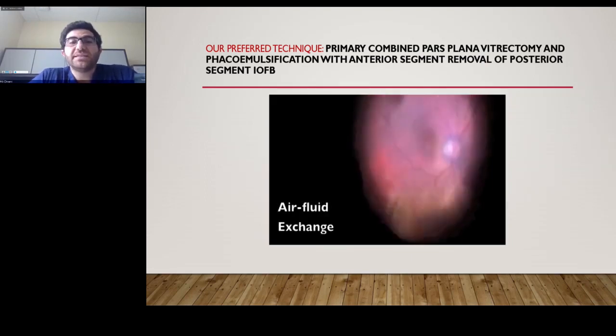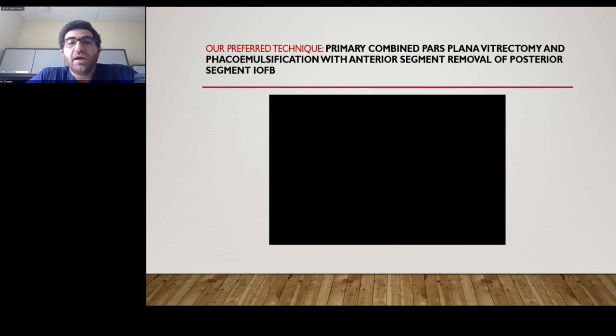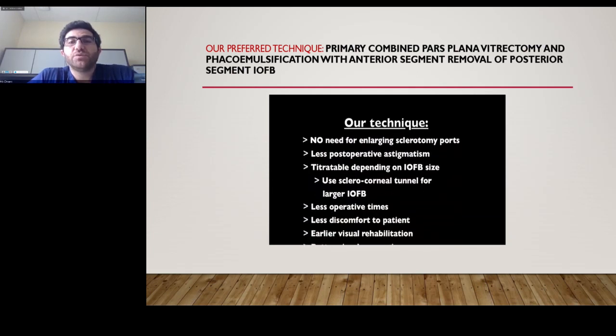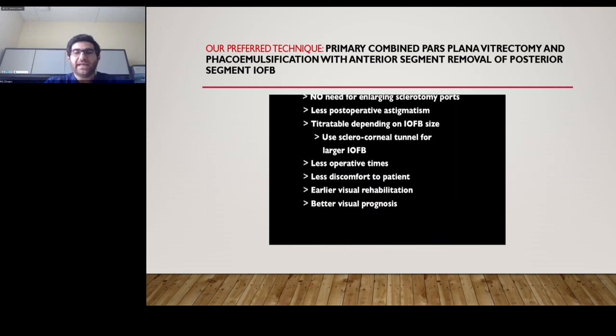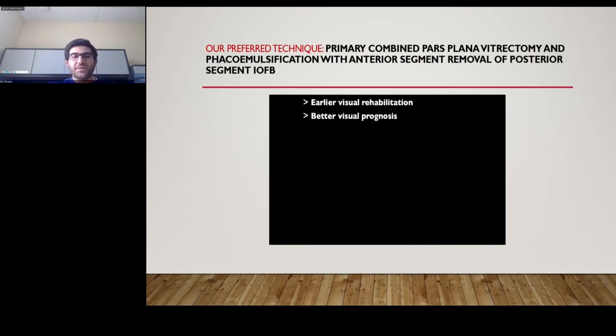And in case you prefer to remove it through the sclera, pay attention not to do your sclerotomy on meridians 3 or 9, because you will end up with a corneal hyposensitivity and with corneal keratopathy.